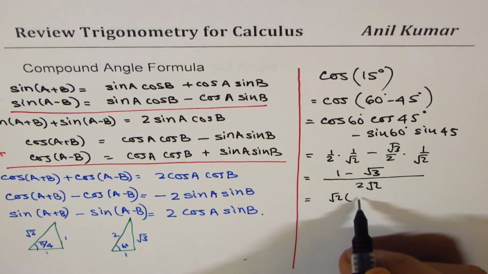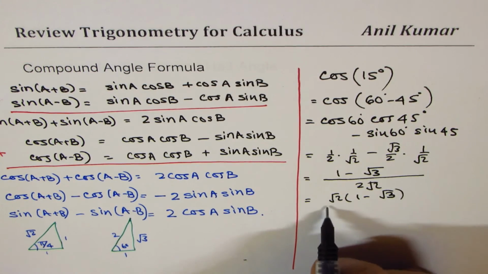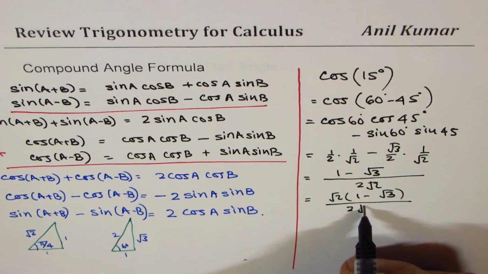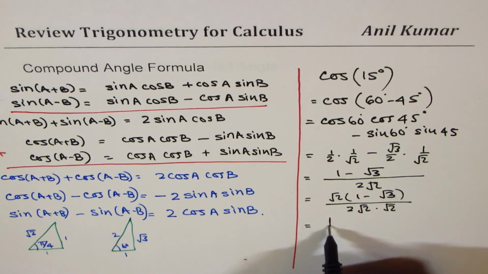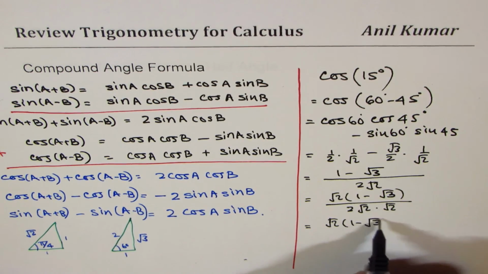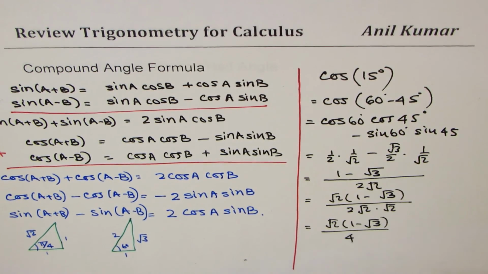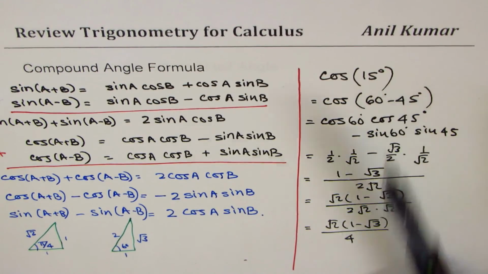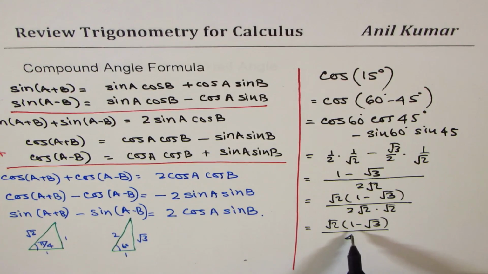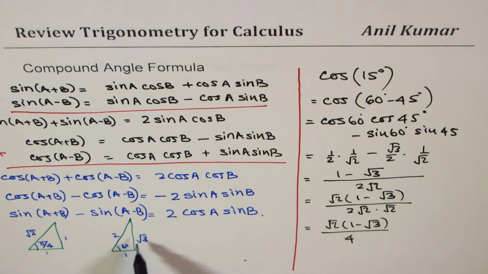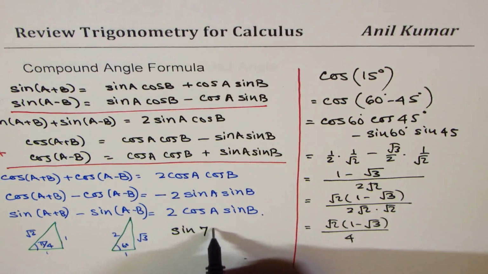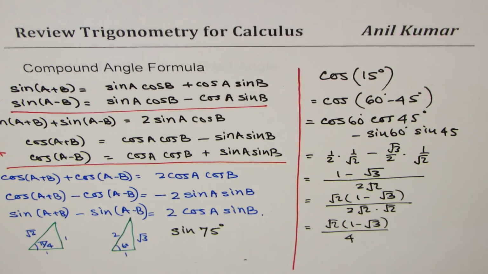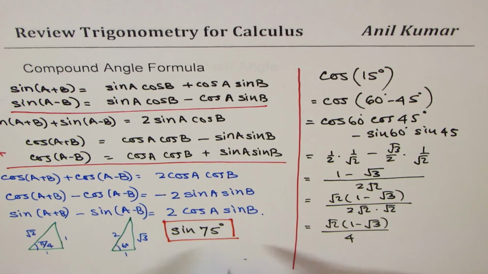That is multiplying both by square root 2. So if you multiply by square root 2, you get 1 minus square root 3 in the numerator. And 2, let me write 2 times square root 2 times square root 2. And finally, you get square root 2 times 1 minus square root 3 divided by 4, right? So that is kind of an application. You can find exact values for angles other than 30, 60, 90. Is it okay? So as an exercise, you can find what is sine of 75 degrees. So let this be a practice question for you based on this particular exercise.